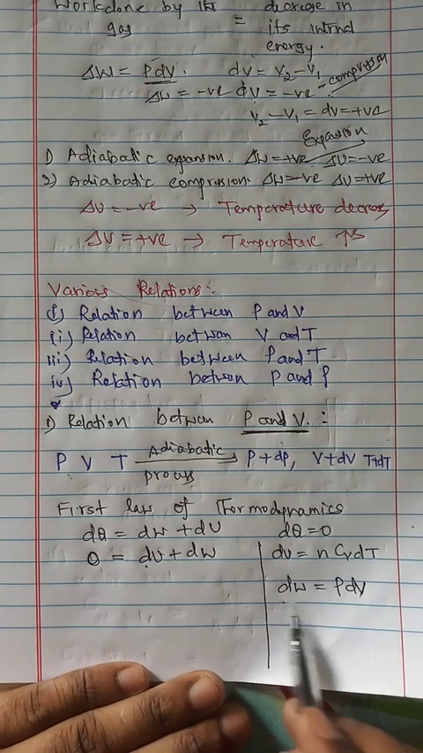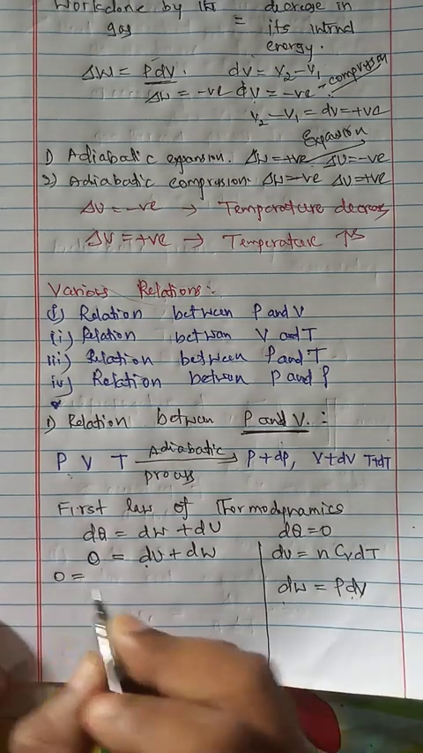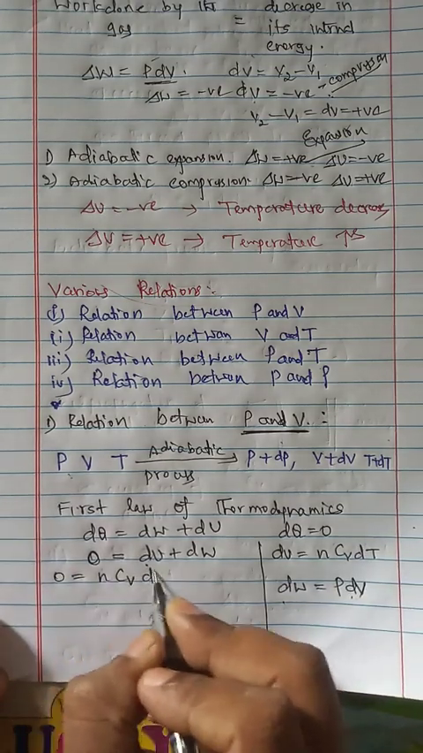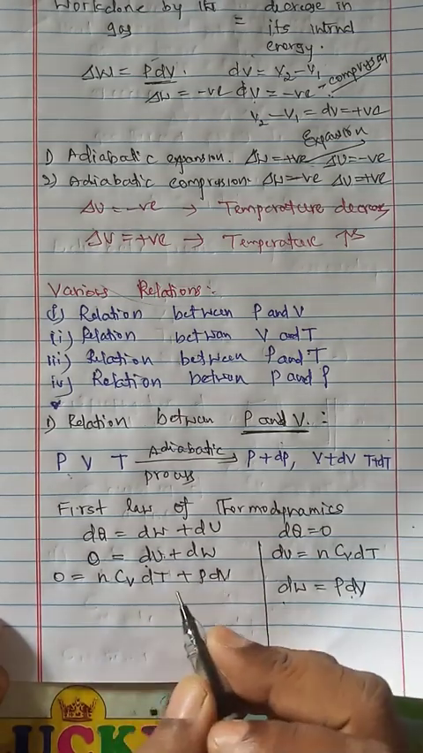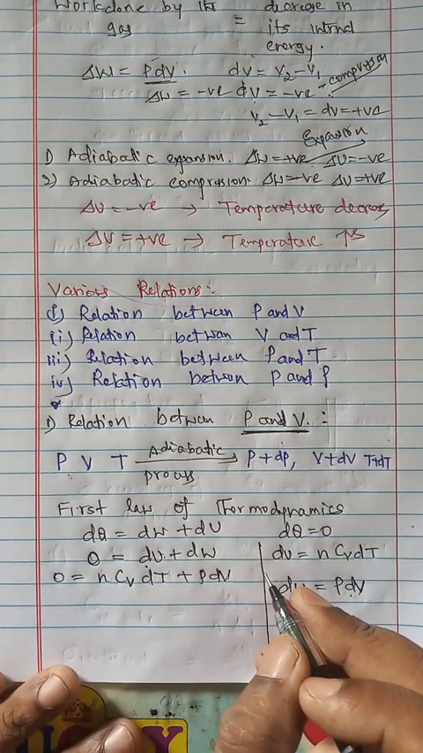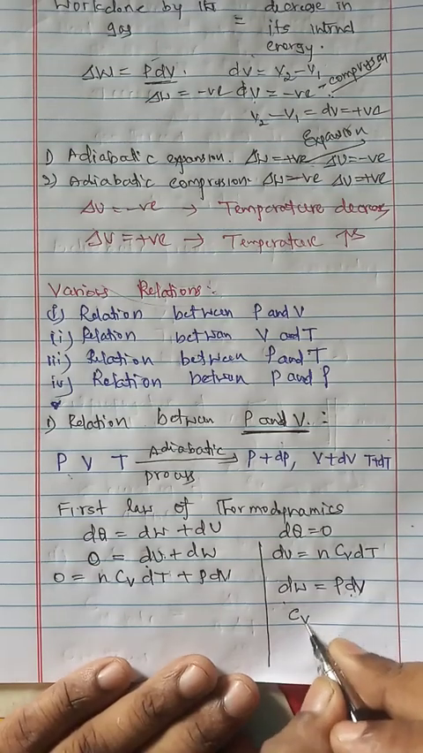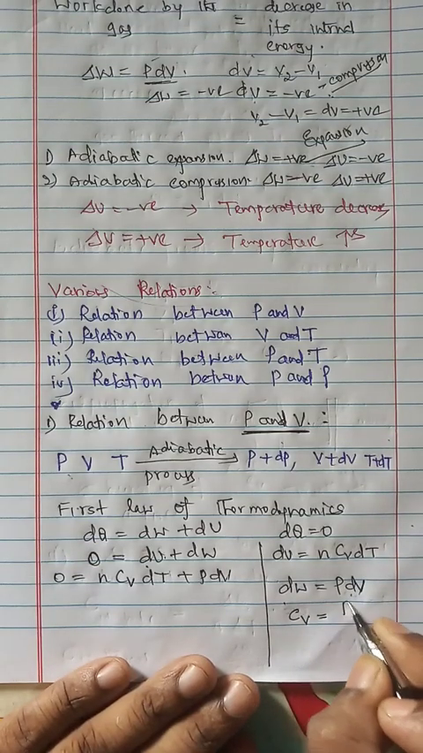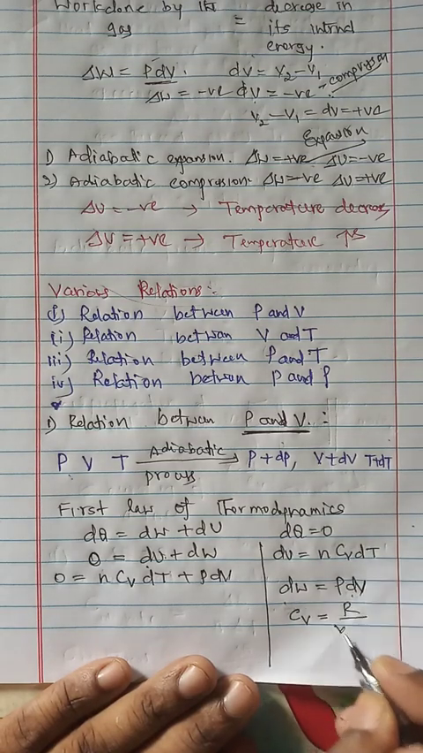Now dW is equal to P into dV. Now just substitute here: 0 is equal to n Cv dT, it is dU plus dW, which is P dV. Again, what should we take in this case? Cv dT. What is Cv? Again we have a relation: Cv is nothing but R divided by gamma minus 1.